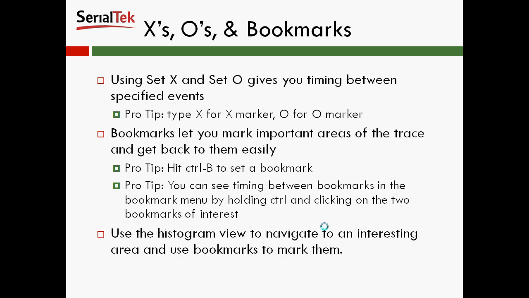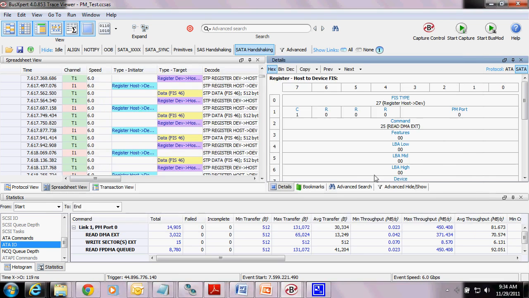X's, O's, and bookmarks to me are a very underrated feature of analysis. It really allows you to look at timing between events. For example, very recently I was at a customer account where we were using X's and O's to look at transitions from, let's say, S&Ws in SAS. Using the X's and O's really helped us to find out that some windows were a little bit off of spec. So let's go ahead and take a look at a trace and go through creating X's, O's, and bookmarks.